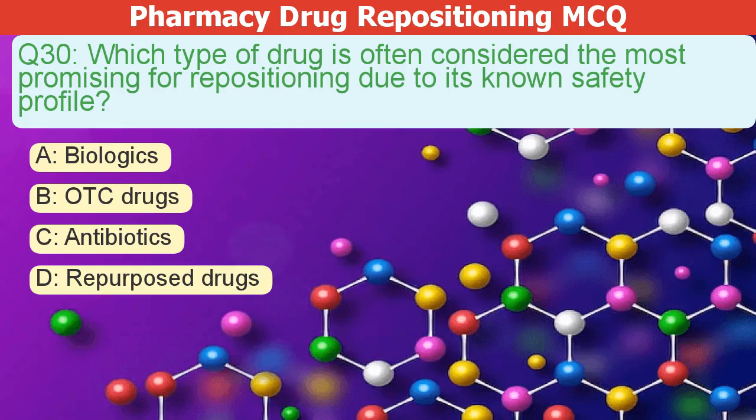Which type of drug is often considered the most promising for repositioning due to its known safety profile? A. Biologics. B. OTC drugs. C. Antibiotics. D. Repurposed drugs.